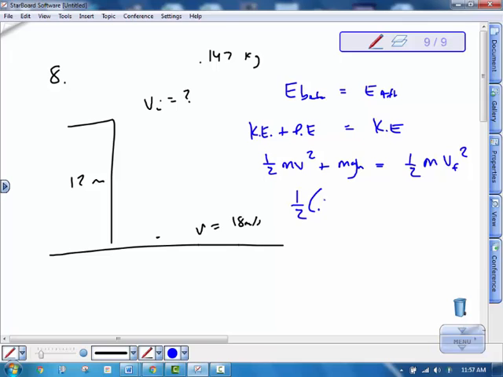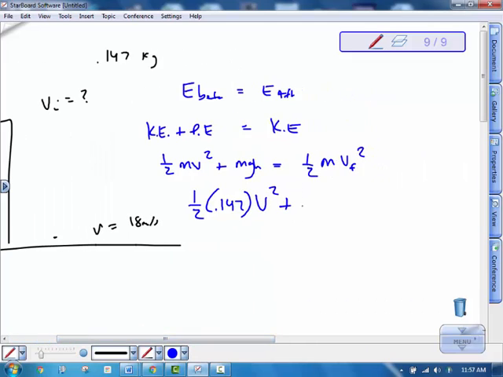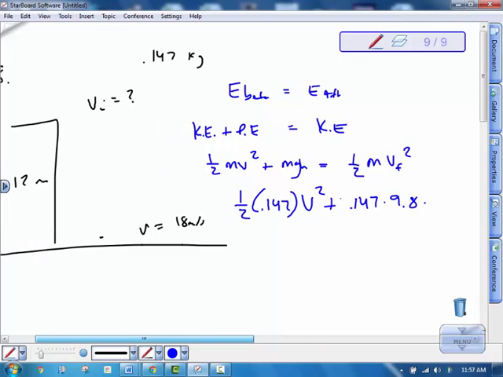So the mass is 0.147 times v squared, that's the v we're looking for, plus the mass 0.147 times 9.8 times the height, which was 12 meters, equals 1/2 the mass, 0.147, times the final velocity, which was 18 meters per second, squared. So if you write that equation and solve for v, that gives us the initial velocity that it must have had, 9.4 meters per second.